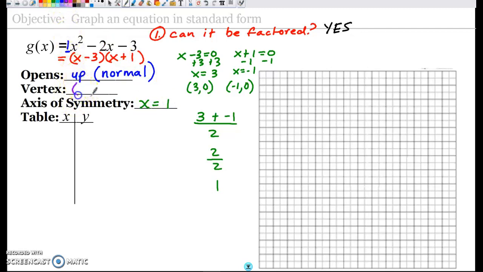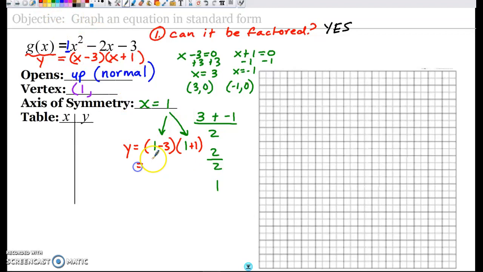What's the vertex? I take that 1 from the axis of symmetry, and I plug it in for x into the equation in red. That was g of x, which is just y. This g of x is the same thing as y. Y equals, and it's going to be x, which in this case I put in the axis of symmetry, 1 minus 3. And then again we have another x, 1, which goes down here. And I have plus 1.